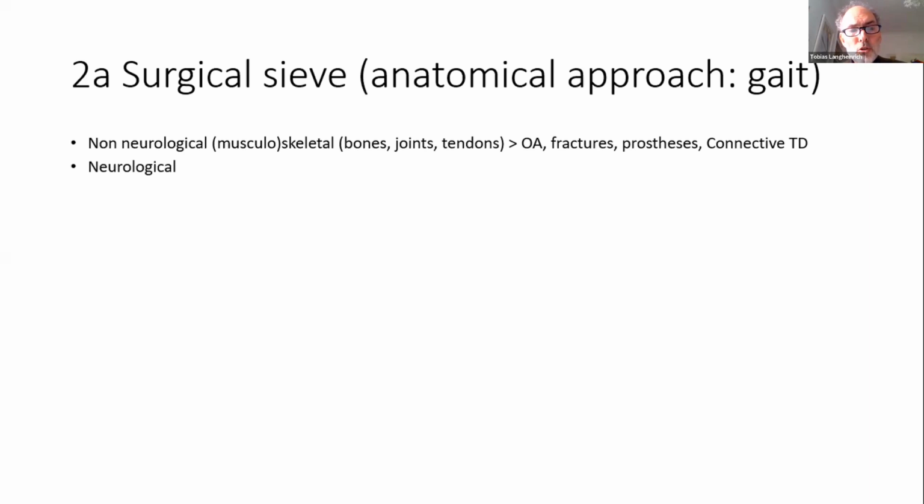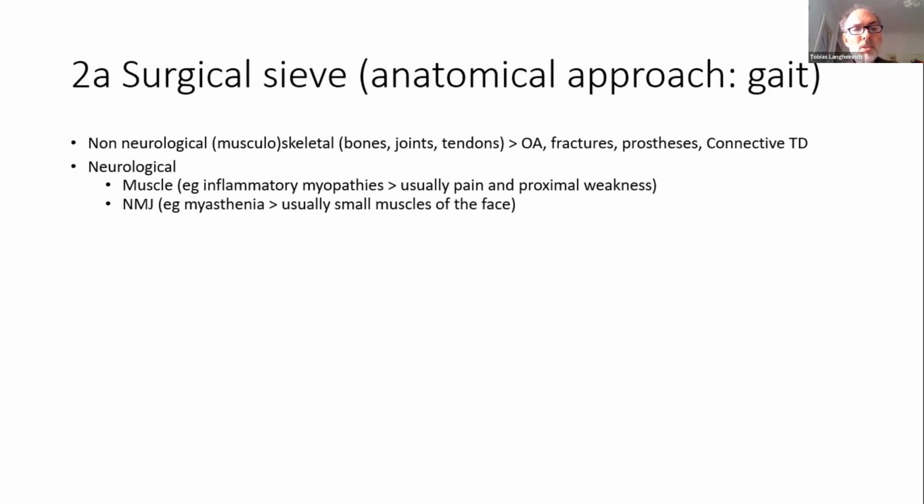People may have osteoarthritis, they may have a connective tissue disorder. With regards to the neurological part of the locomotor system, if you start most distally, people can have problems with their mobility because of a muscle disease, for example, inflammatory myopathies, but they usually cause pain and a proximal weakness. Neuromuscular junction is the next, purely anatomically. Myasthenia is the common disorder, but this usually affects the small muscles of the face, so not usually causing a problem with differential diagnosis.